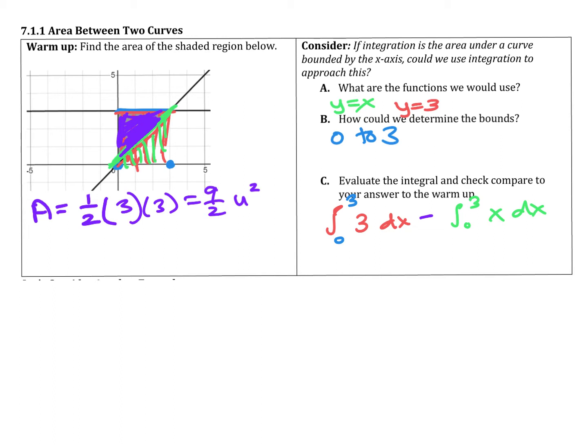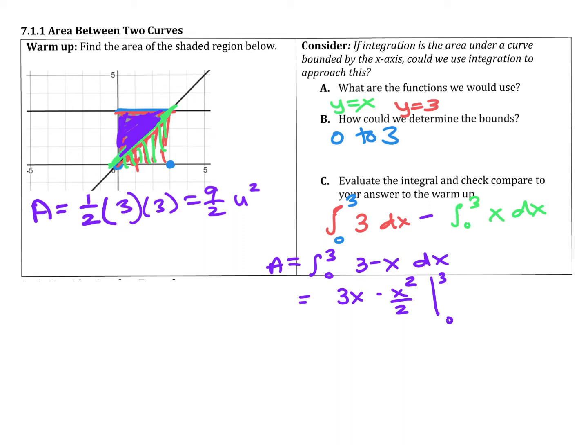So since these two integrals have the same bounds, I'm going to go ahead and just combine them into one integral. And then let's go ahead and apply the power rule. 3 is going to become 3x after we integrate it with respect to x. x is going to become negative x squared over 2 after we integrate it with respect to x.